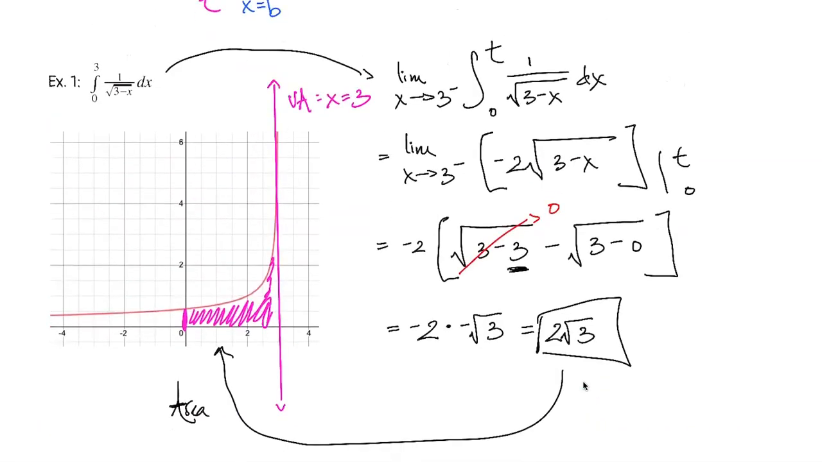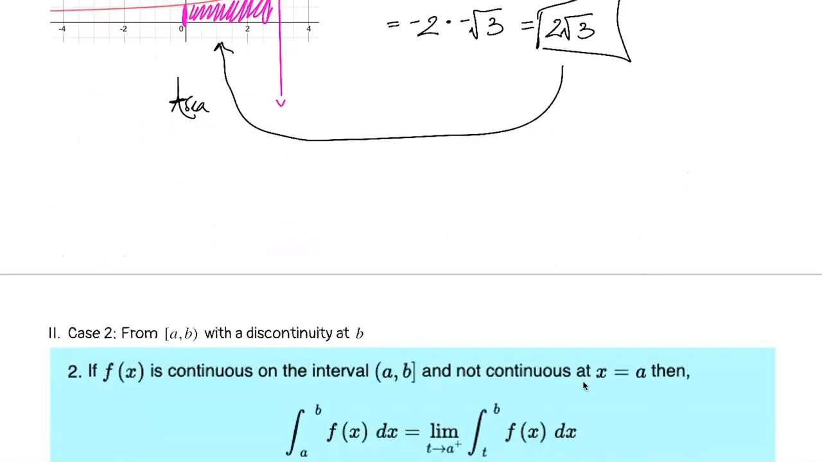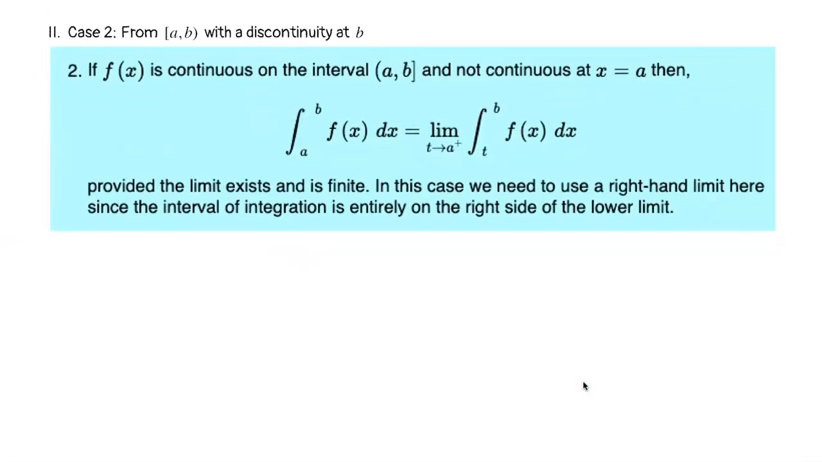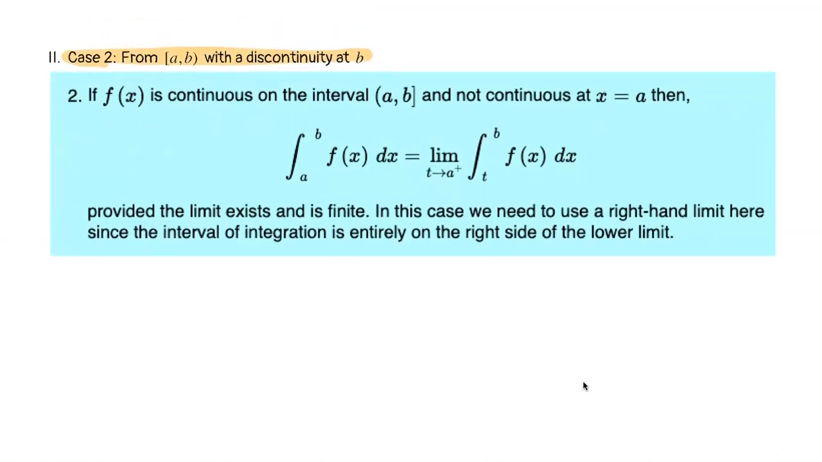Any questions on this example? All right. So case number 2. Case number 2, we have a discontinuity at b. So that does not change. We have a vertical asymptote at x equals b.